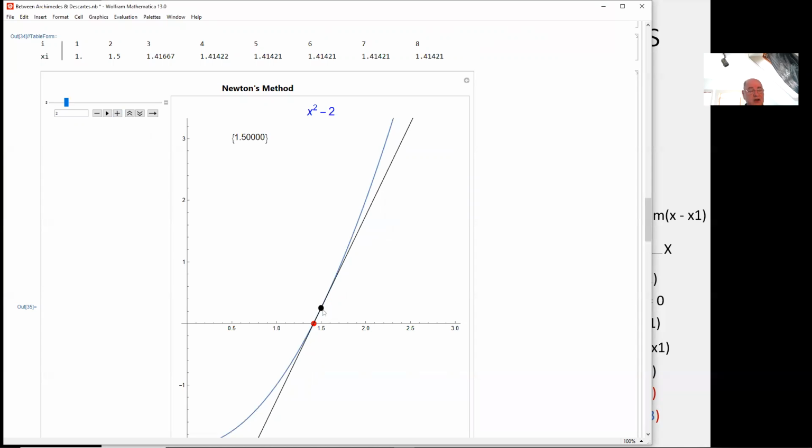Here's 1.5. 1.5 will give me a new x-intercept at 1.41667. I go to the next step, and there I am at 1.422. One more will give me 1.421. And after that, in terms of 5 decimal places, it stops.